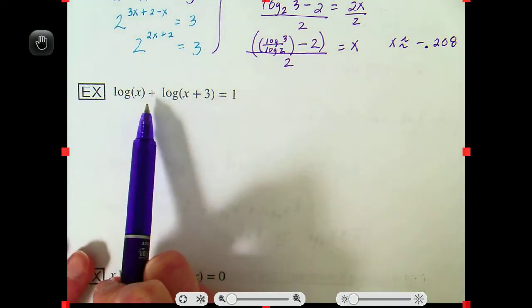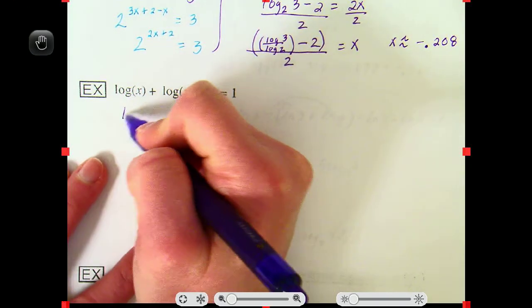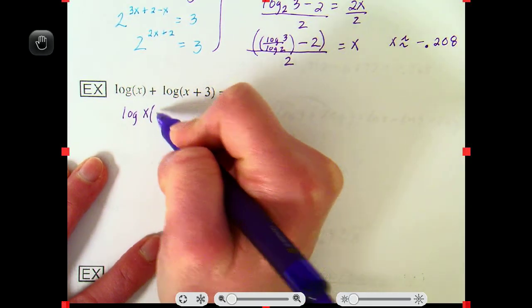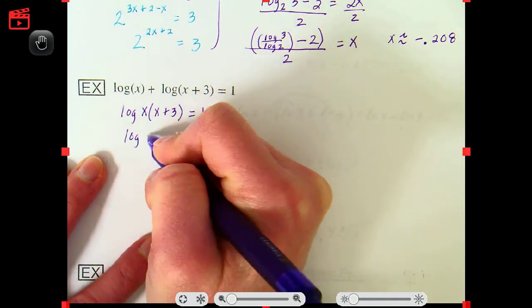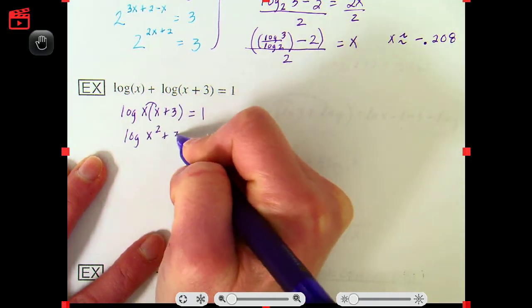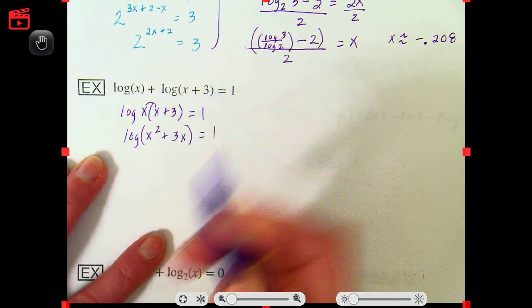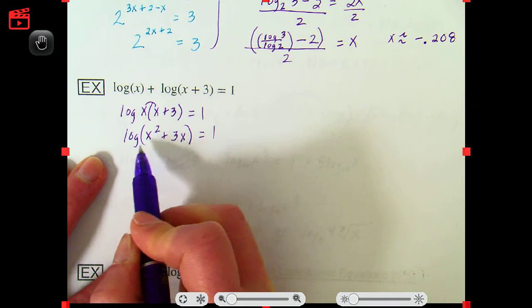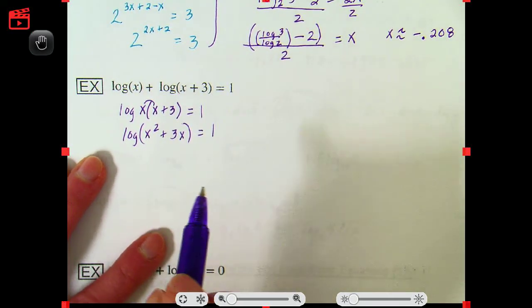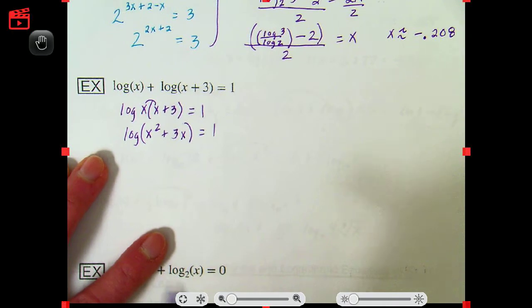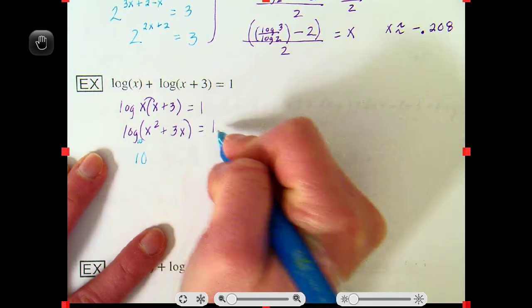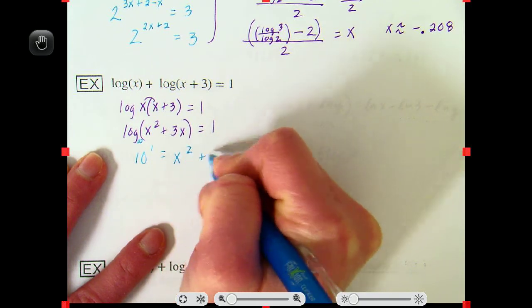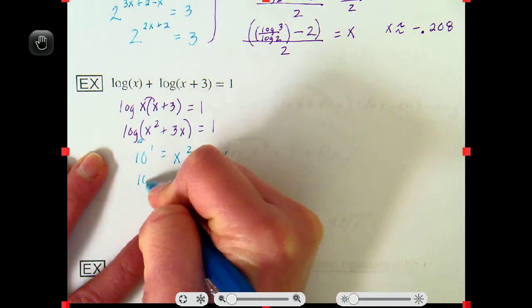This one, since I'm adding 2 logs, instead of adding, I can change it to multiplication. So log of x times that quantity x plus 3 is equal to 1. Distribute. So I get x squared plus 3x. Make sure you put that in parentheses because you want the log of the whole quantity. Without the parentheses, it's really just saying log of x squared and then plus some random 3x. At this point, if you get stuck, remember that you have a base of 10. So I can rewrite this as 10 to the power of 1 is equal to x squared plus 3x. 10 to the power of 1 is just 10.